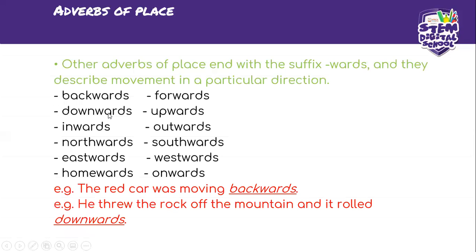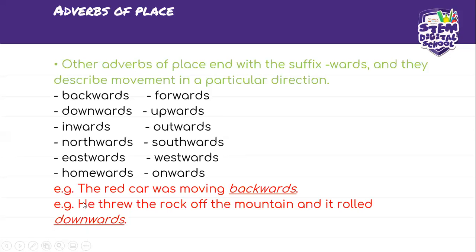Other adverbs of place end with the suffix "wards" and they describe movement in a particular direction. There are several examples for this one. We have backwards, forwards, downwards, upwards, inwards, outwards, northwards, southwards, eastwards, westwards, homewards, onwards. All these adverbs of place which end with the suffix "wards" describe the movement which happens in a particular direction.